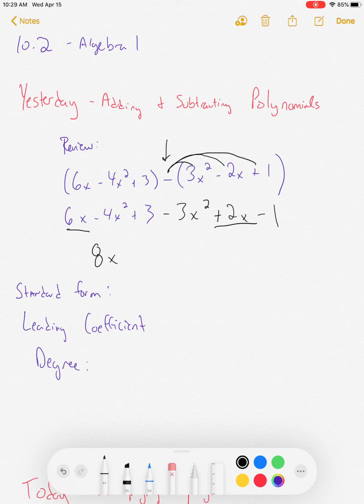6x plus 2x is not 6x. It's definitely 8x. Sorry, I was yelling at my dog. Trying to get my dog off of me when that happened.